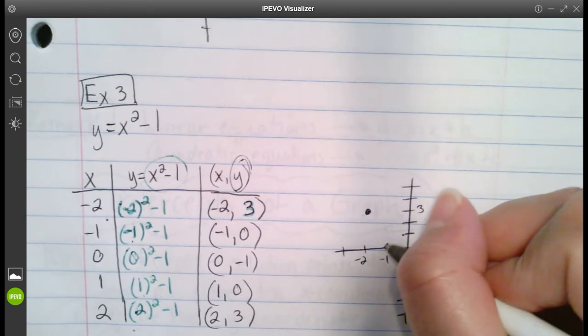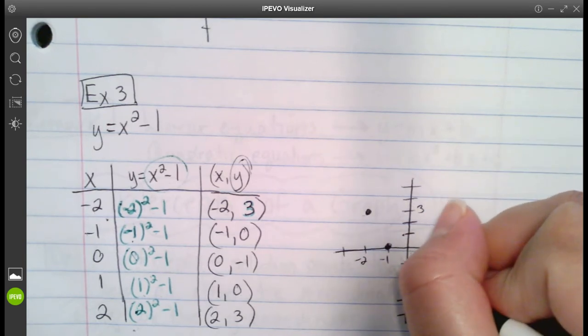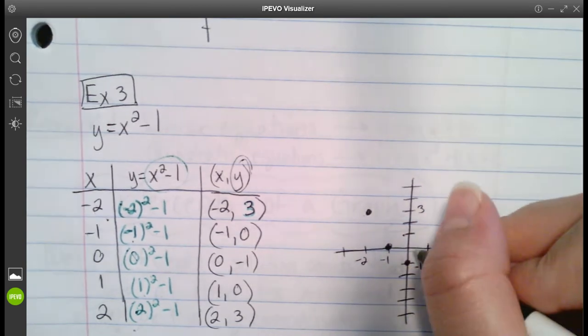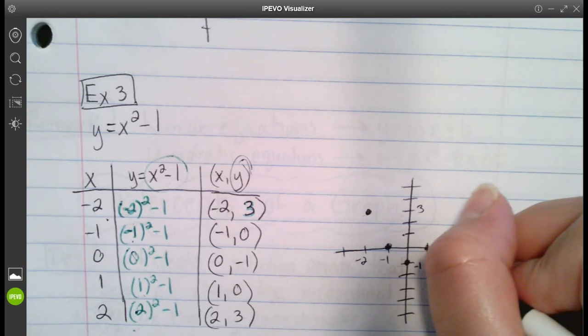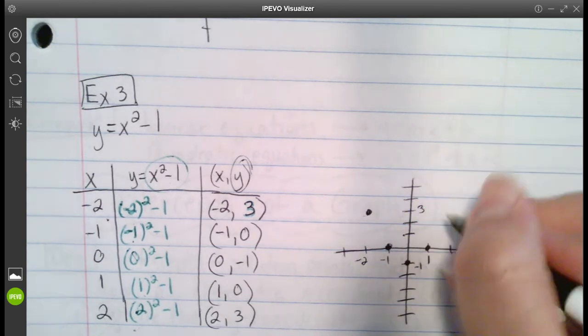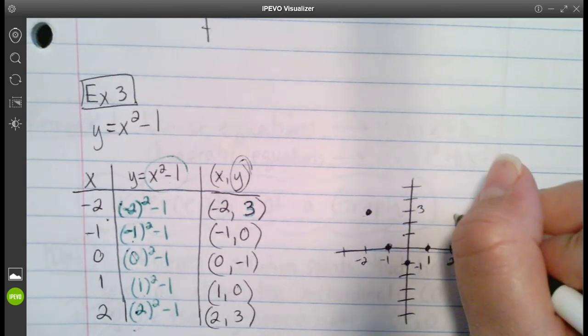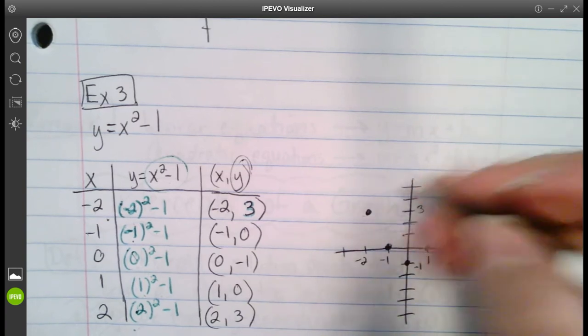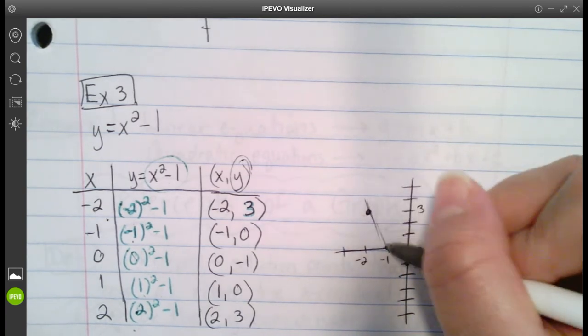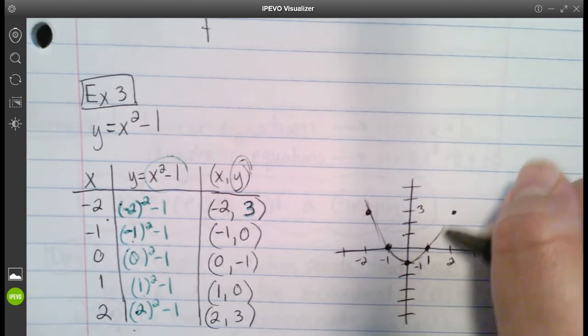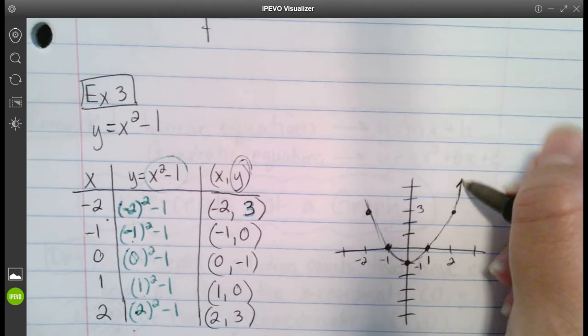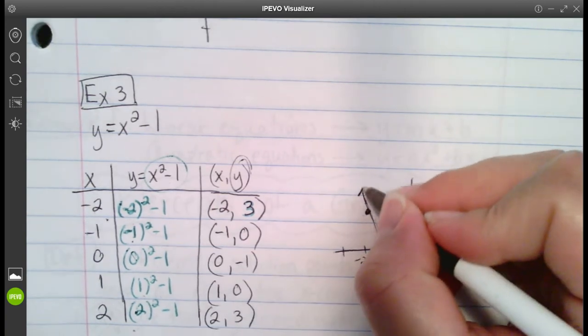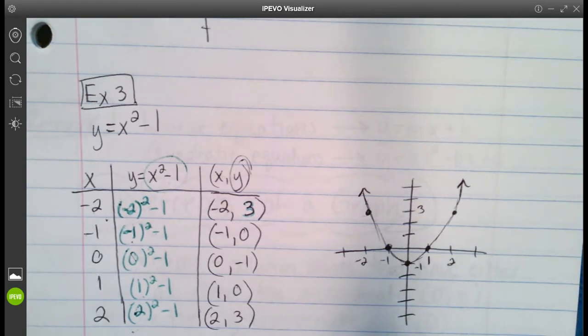-1, 0, 0, -1, 1, 0, and 2, 3. So it looks like this one is kind of curvish. That's probably not a word, but it should look familiar to you. Okay, this is actually a parabola.